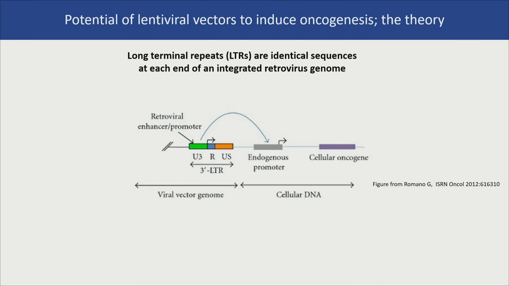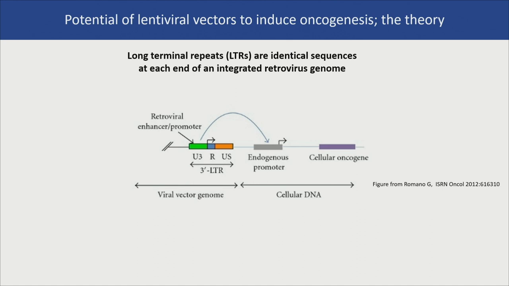But the key is, it includes a promoter from your retro or lentivirus. If that integration has been close to another promoter that you have in your cellular DNA, and that promoter encouraged the production of a cellular oncogene, you can see where mischief can begin to happen. Promote this, promote that, cellular oncogene, and you get problems. And the Dumbledore magic here is obvious. What you have to do is just remove these long terminal repeats, and that should make it much safer.